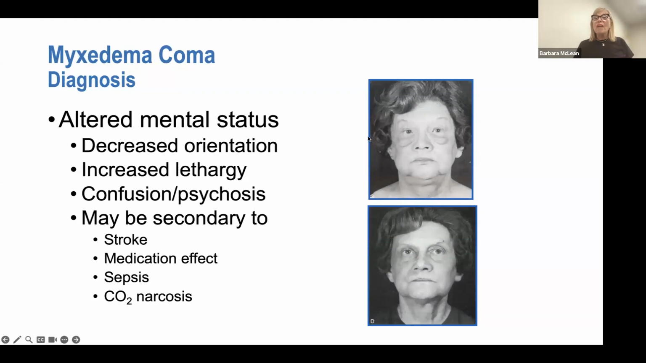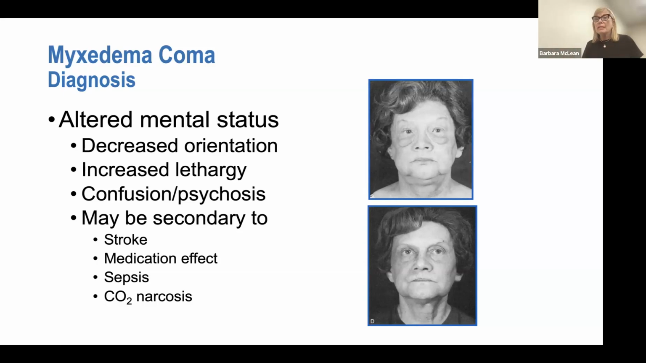If we are first evaluating these patients, we see that they have an altered mental status. They're not very oriented. They're very exhausted. They have psychotic delusions. They're very confused. They could be hypothyroid. They could have a stroke. This could be medication effect or sepsis or CO2 narcosis. But if I don't draw a thyroid profile, I won't know.